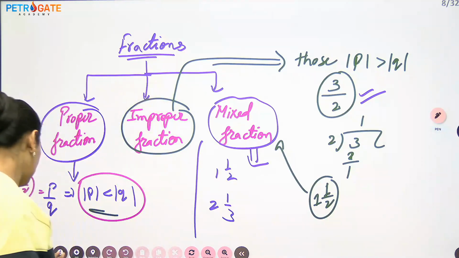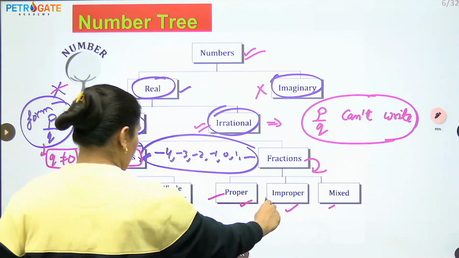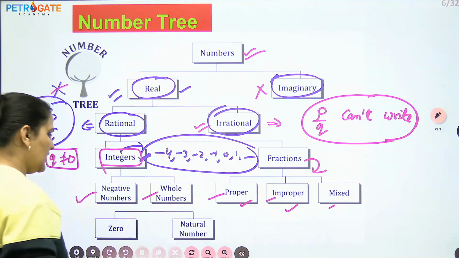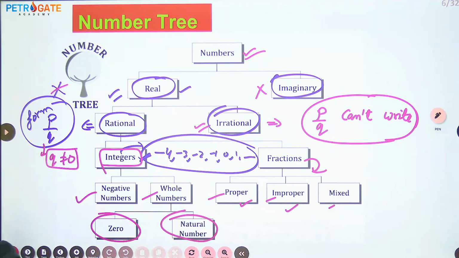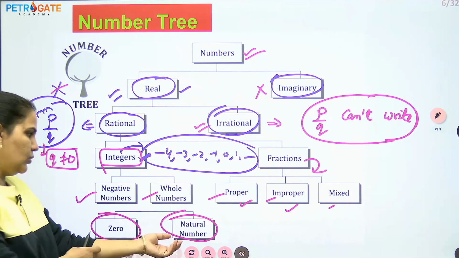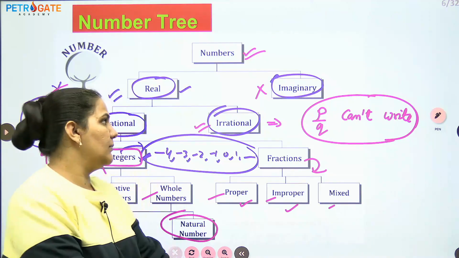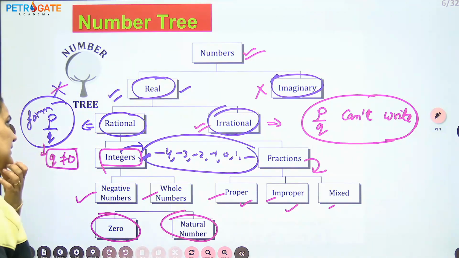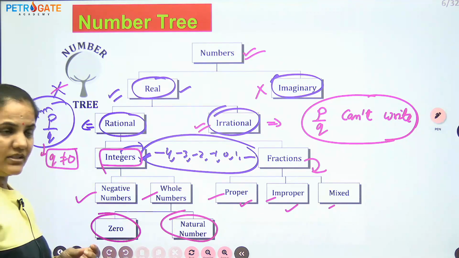Clear? So I think these points are clear in your mind: negative numbers, whole numbers, proper, improper, mixed fraction, done. 0 is a whole number. Definitely natural numbers are those which we can count, including 0 or excluding 0. Clear? Right. So I think it is clear to each and every student.